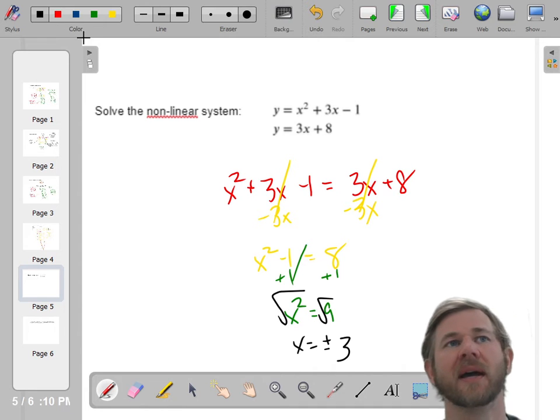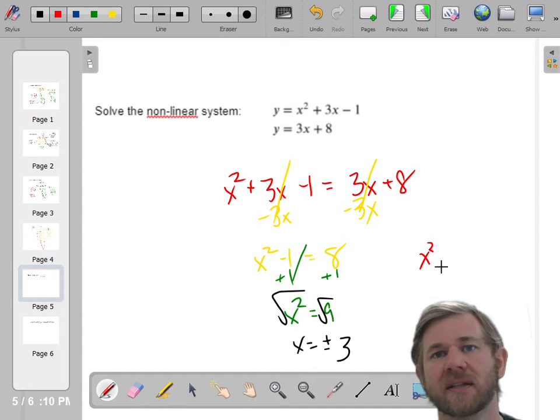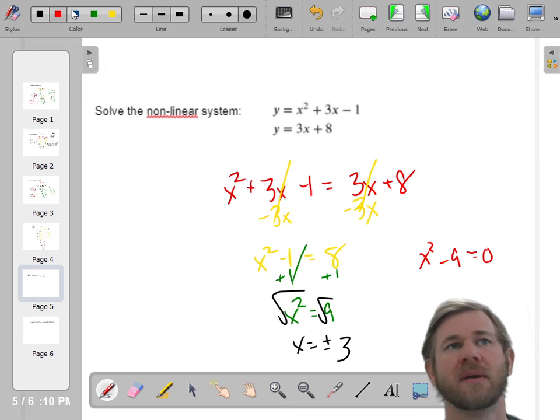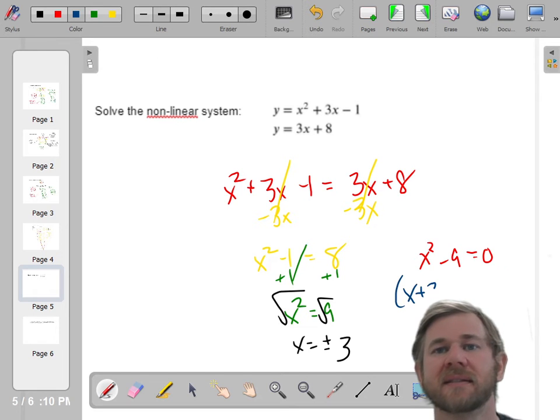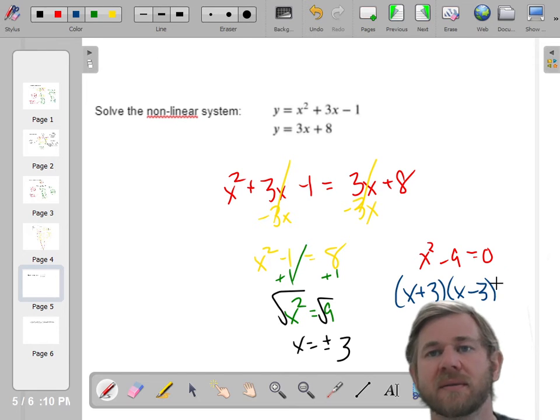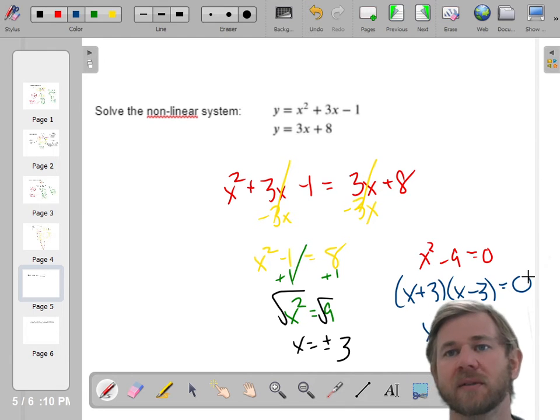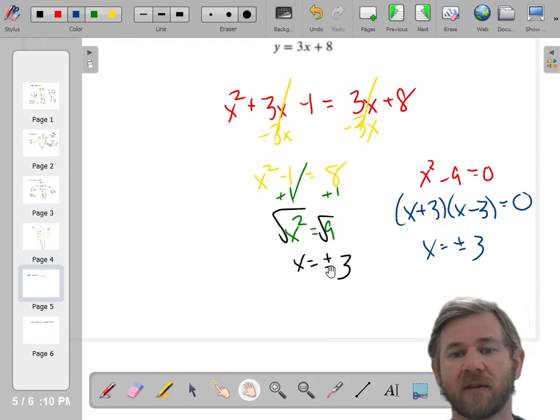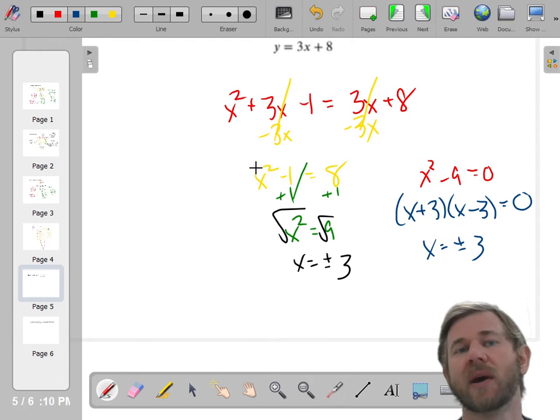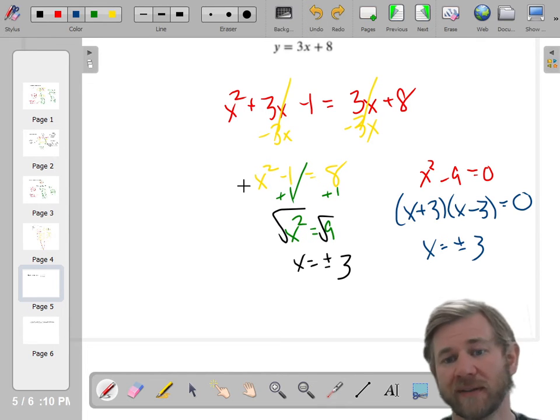Or, if you went the other way, and I did subtract 8, you would have had x squared minus 9. And you have to remember that that's a difference of squares. X plus 3, x minus 3, because these are both perfect squares. And then x equals plus or minus 3 that way. That's what we're making the quadratic formula. I don't care. But at the end of the day, you're going to have to solve a quadratic. And if you only have x squareds, the easiest thing to do is to just solve it like that. You don't have to bother with factoring.